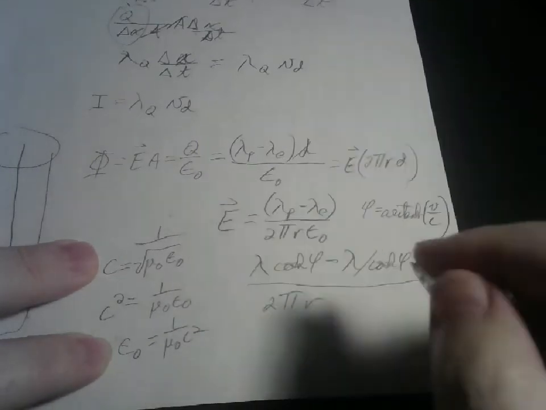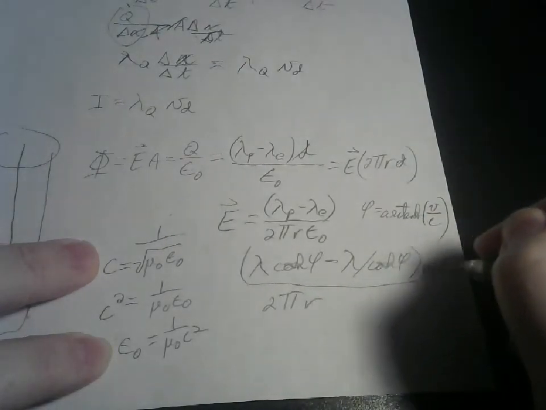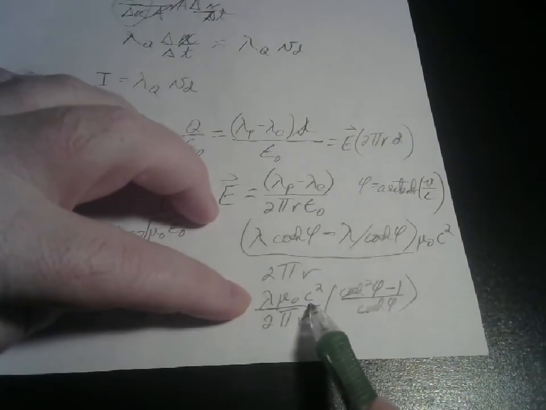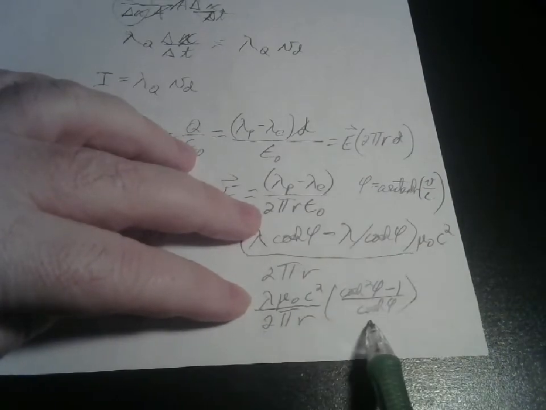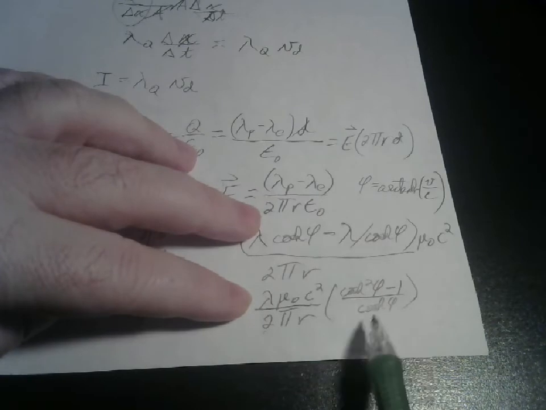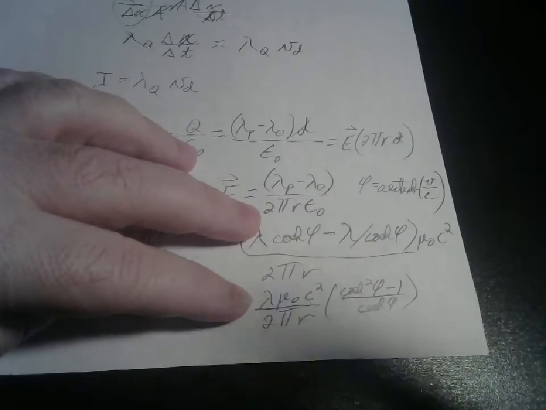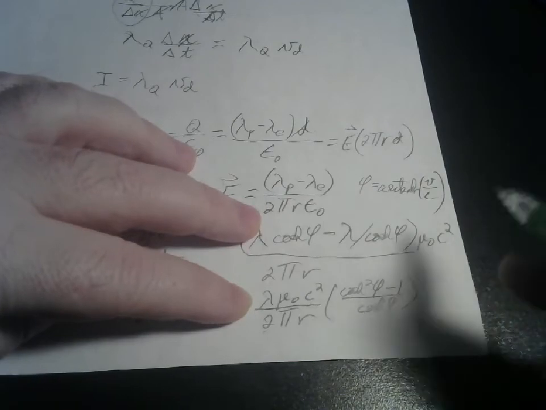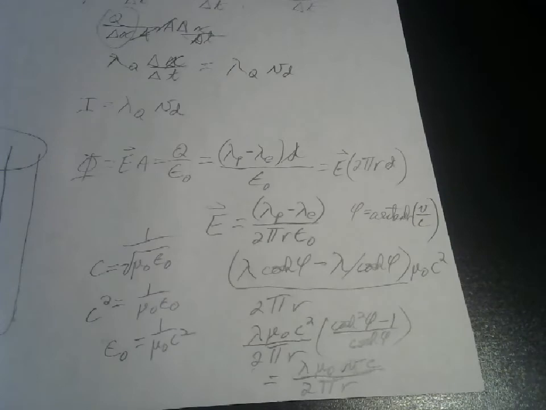So I'm going to put mu sub naught c squared up here at the top. And that simplifies to lambda mu sub naught c squared over 2 pi r times, and I just multiply by cosh phi over cosh phi, and I end up with cosh squared phi minus 1 over cosh phi, which is sinh phi over cosh phi, which is tanh phi, which is v over c. So, all right, equals lambda mu sub naught v c over 2 pi r.